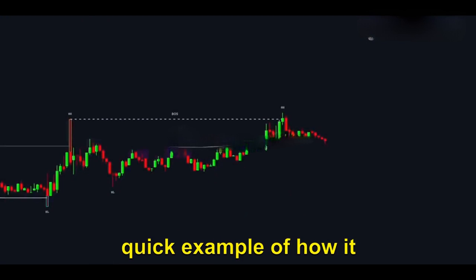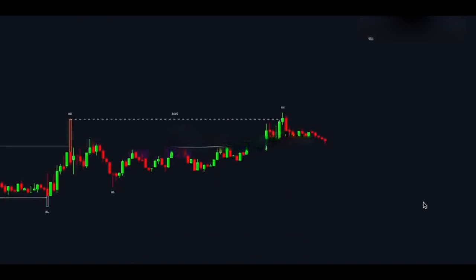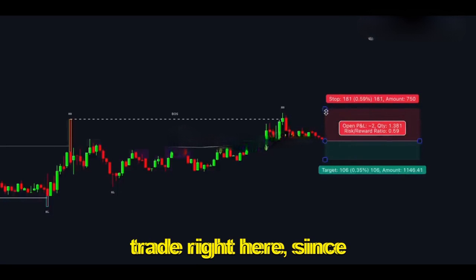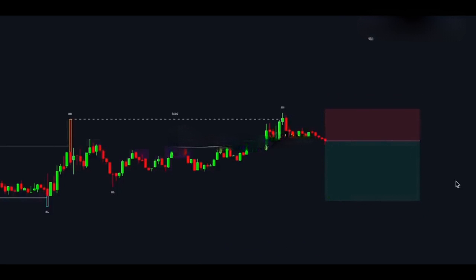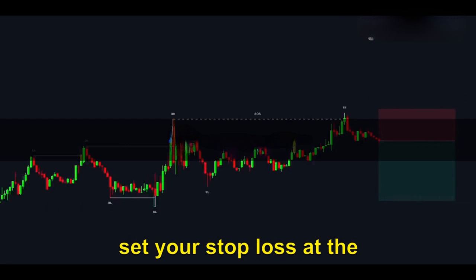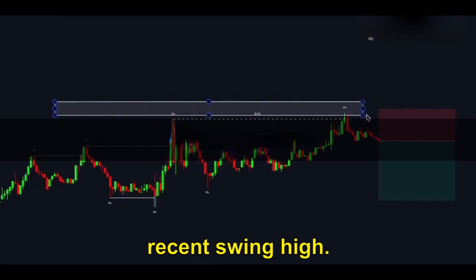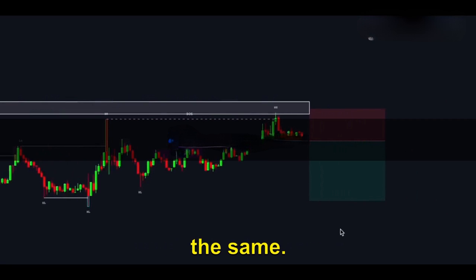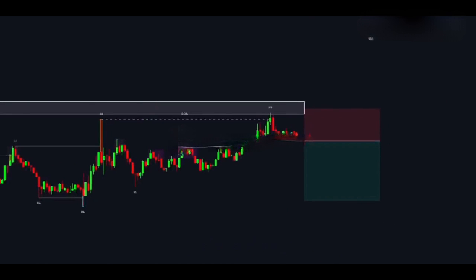Let me demonstrate a quick example of how it looks in practice. Let's assume your strategy gives you a signal to take a short trade right here, since the price is near resistance. You open a position and set your stop loss at the recent swing high. Let's also suppose that most retail traders do the same. Now we have a large number of buy stop orders sitting around this price.